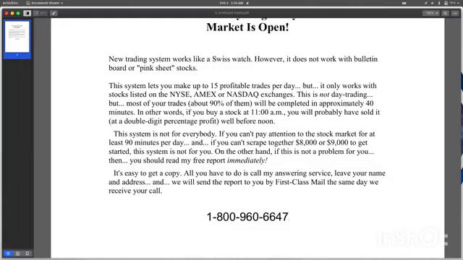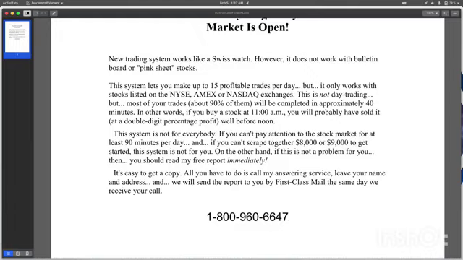Also, what emotional trigger are we trying to portray here? Predictable, the alter ego of the easy. So it is predictable. Every day you run this system, you are going to have 15 profitable trades. But it only works with stock listed on the New York Stock Exchange, NYSE, Amex, or NASDAQ exchanges. This is also further qualification. And we know these are regulated stock marketplaces, unlike the bulletin board and the pink sheet stocks.